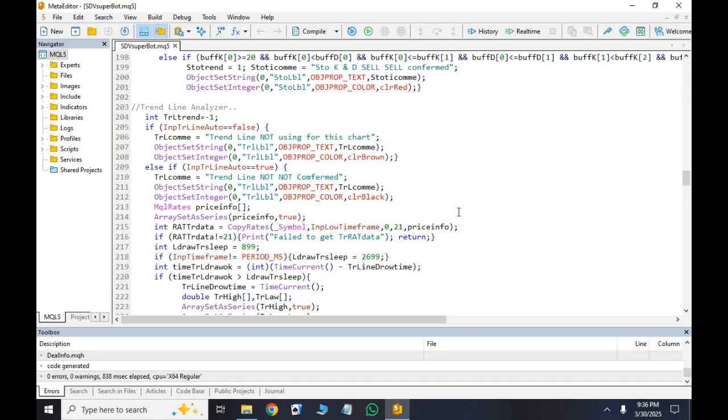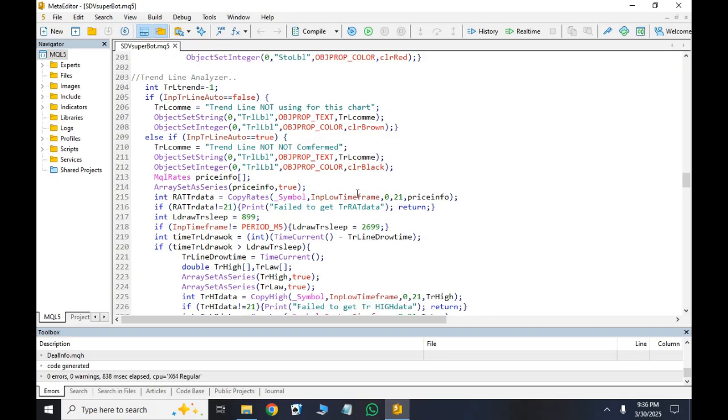Then the code for the trend line analyzer. How do we get the trend line for this chart?